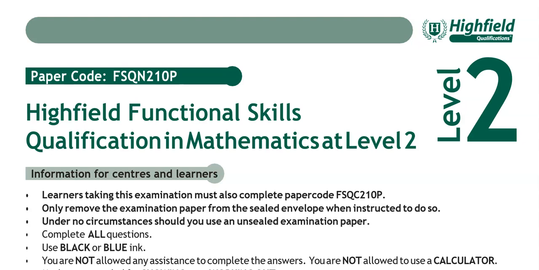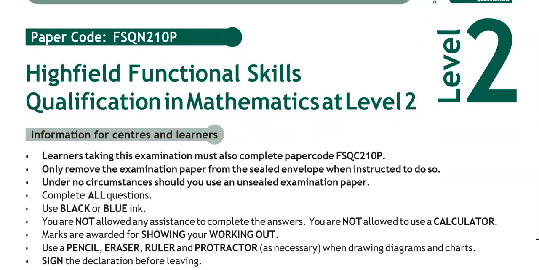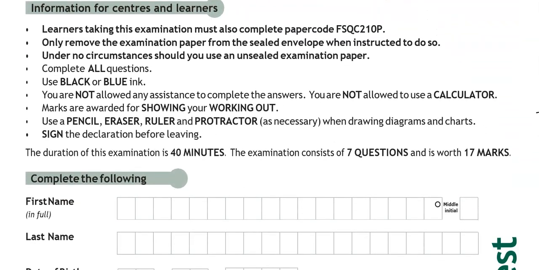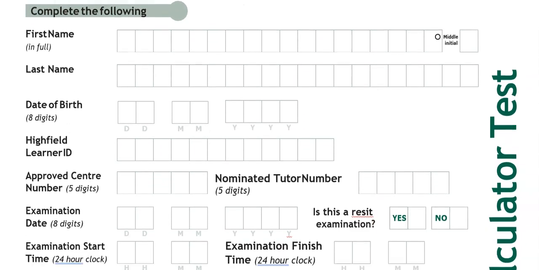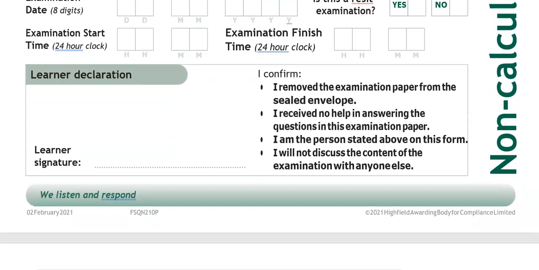This is a level 2 functional skills maths practice paper from Highfield. In this first part, you can't use a calculator, but you can use one in the second part. So we're going to look at each question one by one.